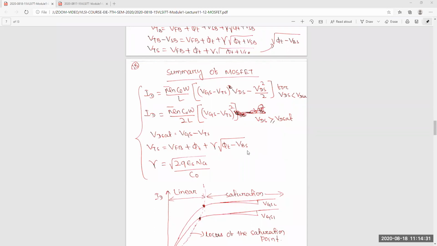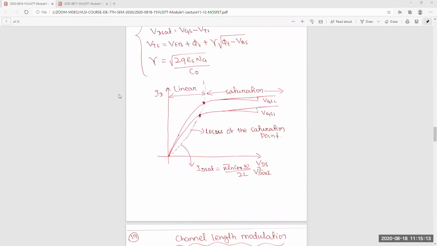Remember this. Sometimes students are confused about whether to use VBS or VSB. It's always source reference, so that's why I use VBS and this is minus. If you use VSB, then it's plus. Just remember this point, because in calculation you'll make mistakes and this part will change completely. It's VBS because source is your reference point. And this is your gamma, the body effect parameter.